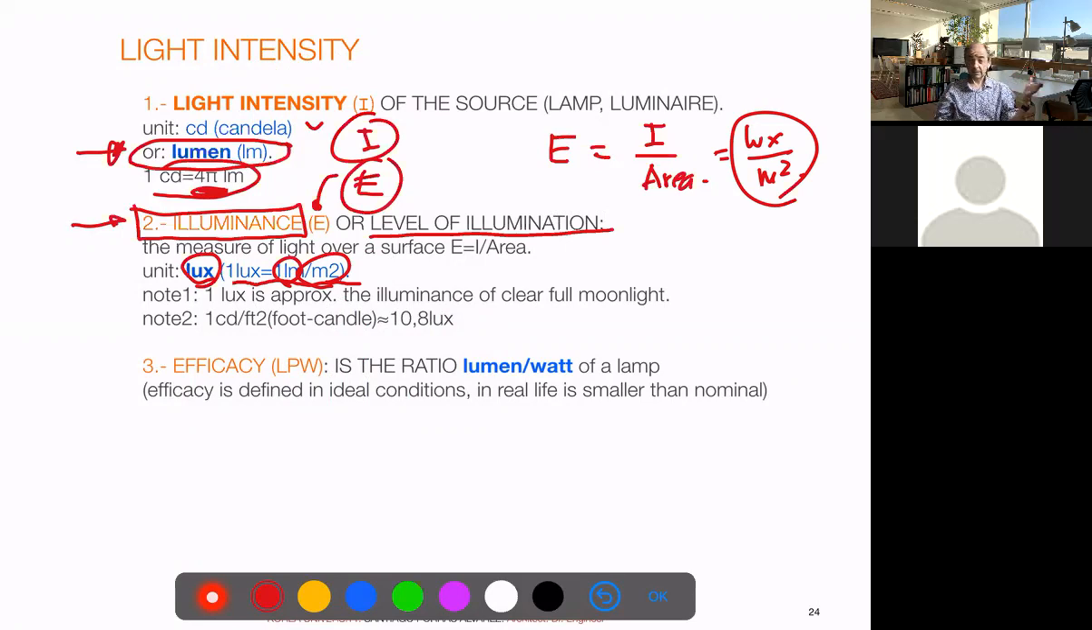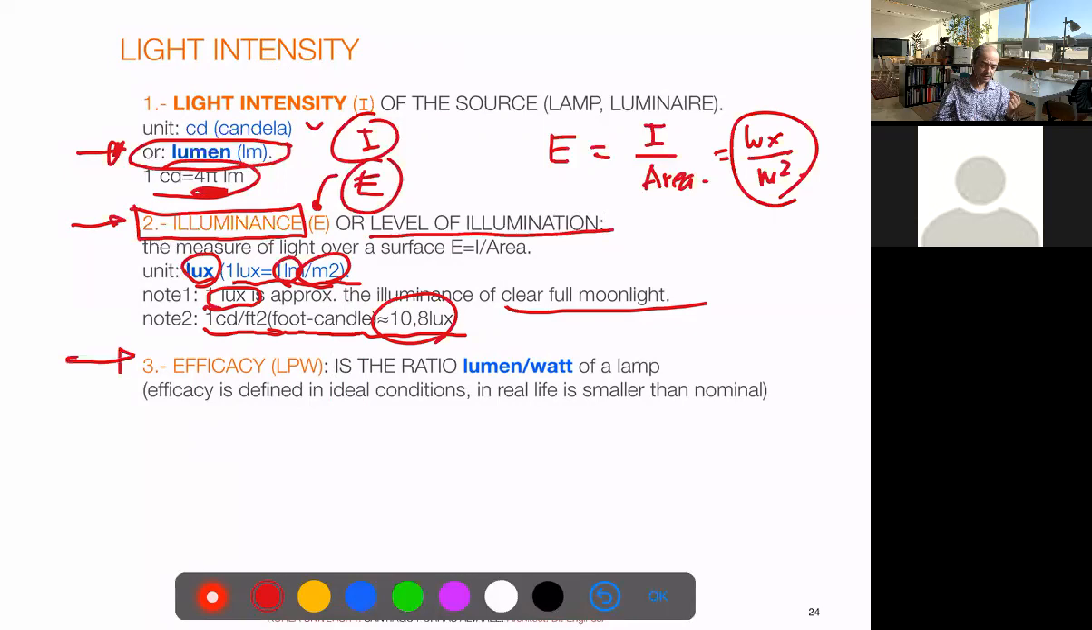To give you some basic understanding, 1 lux is more or less the clear full moonlight. We can see clearly, but it's not enough for reading or for distinguishing colors, but still 1 lux is quite some light. I also gave you the conversion factor of candela per square foot to lux, which you can say is about 10, or 11 if you want to memorize it with an error by excess of 2%, which is very easy to correct after calculations.